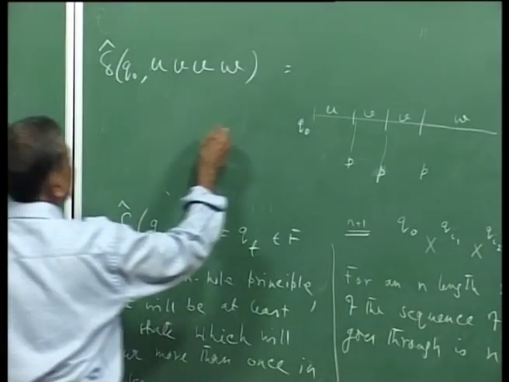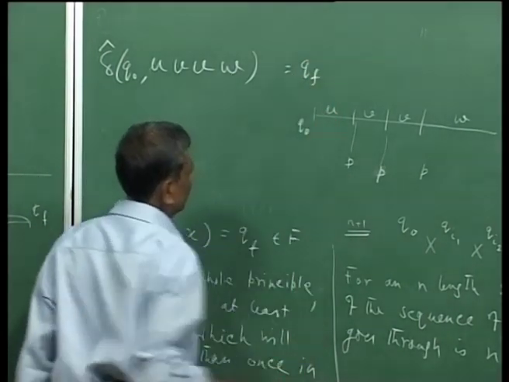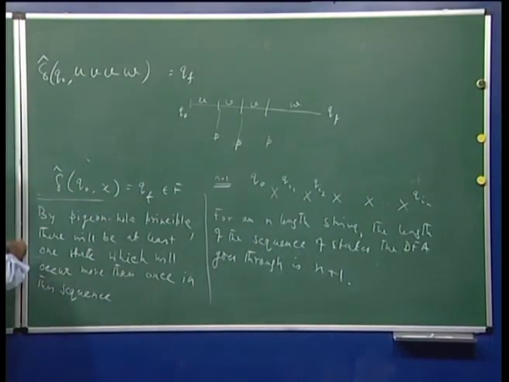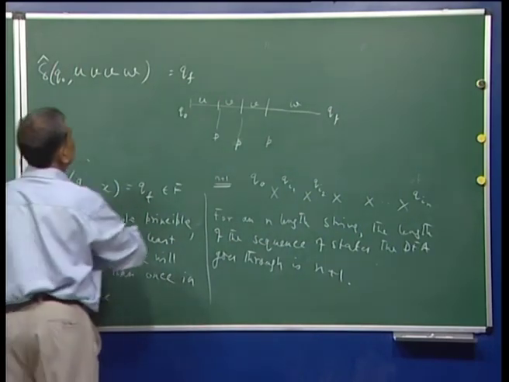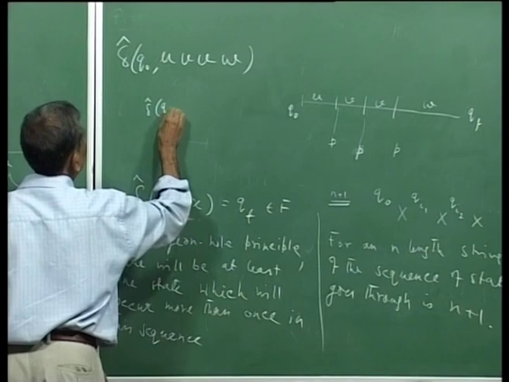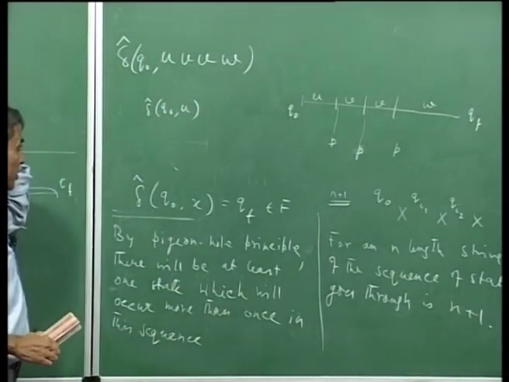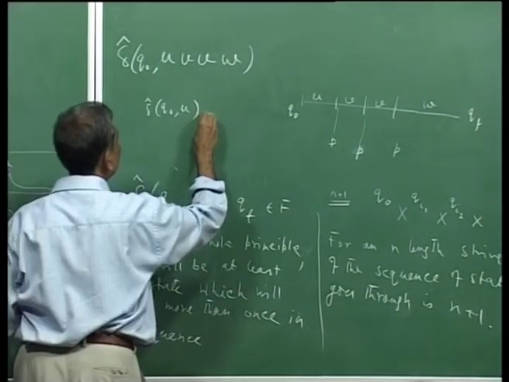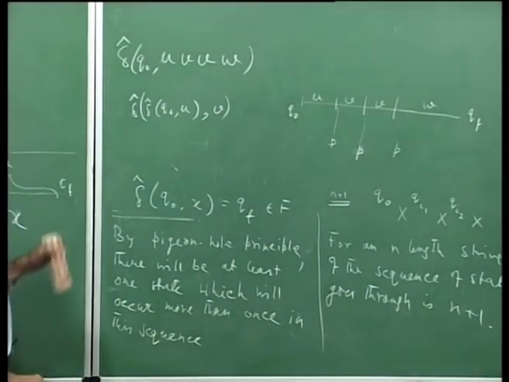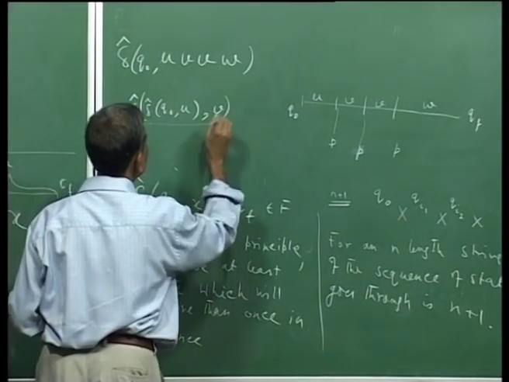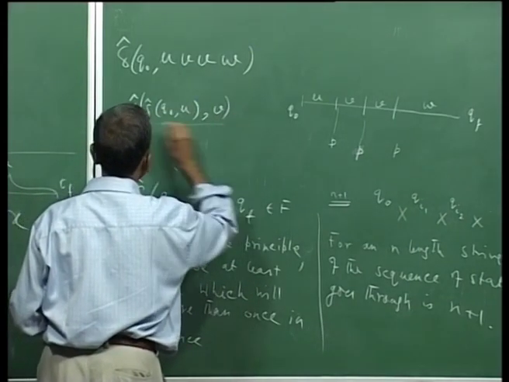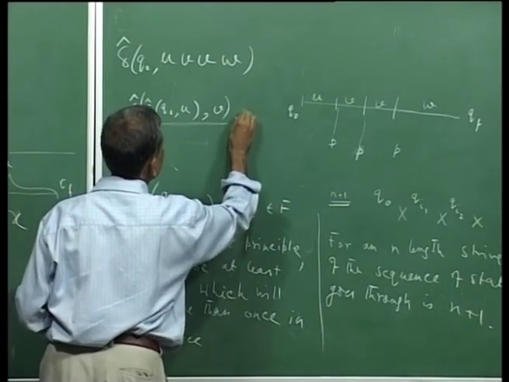In other words, this is also going to be qf, because from p on w it will go to qf. So, we can write it this way. What is this? Delta hat of q0, u. This is the state the machine goes to after seeing the first part u. Now, it sees v. So this is the state the machine will be after it sees u and v. Now, it sees another copy of v. So, this whole thing is one state.